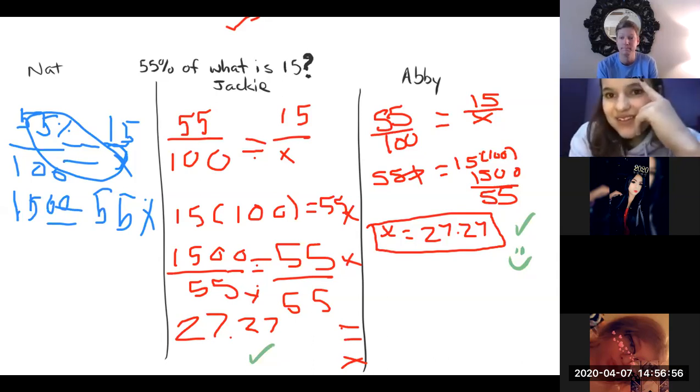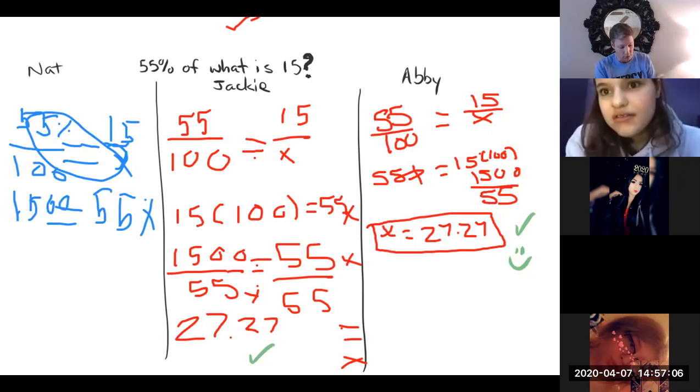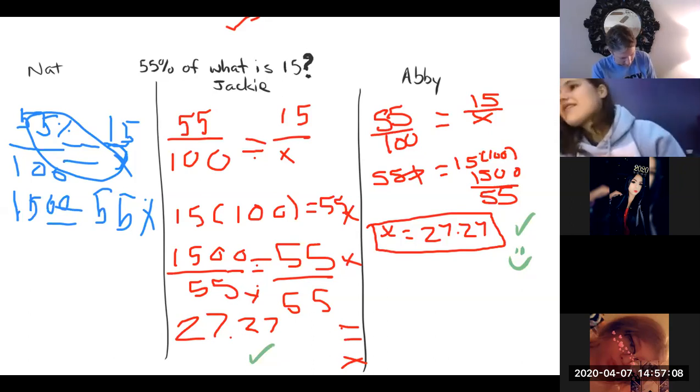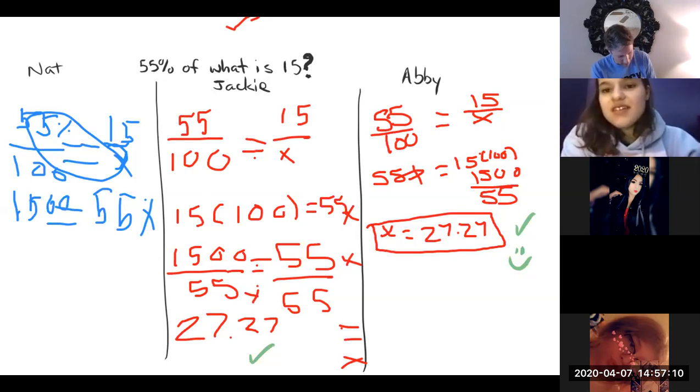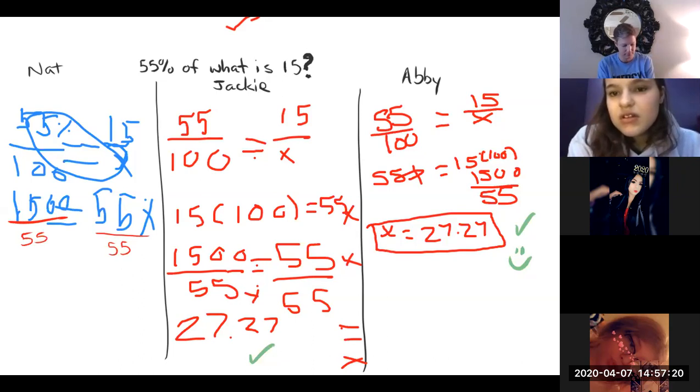Do I do 55 over x? No, because remember, here, I'll give you a little bit of help. Remember, our variable is on the right side, so we want to get the variable by itself. So you want to divide both sides by 55. So is it like always divide with the variable on it? Yes, always. That's where our focus is.